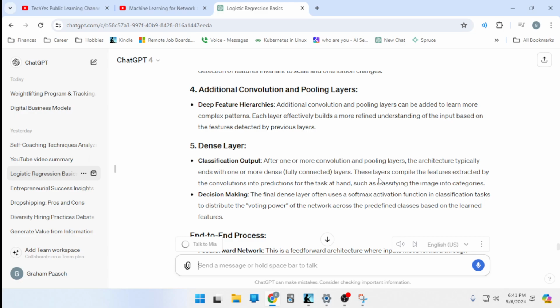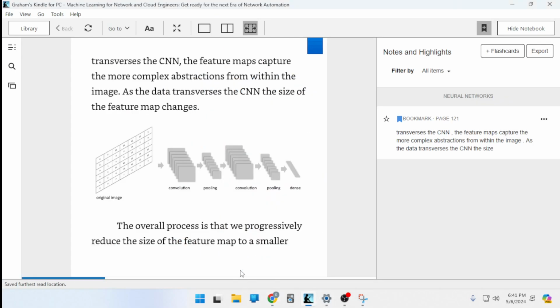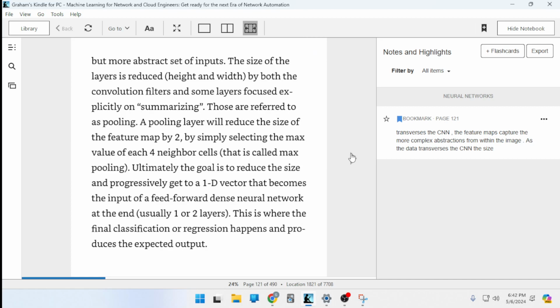Okay. Alright, so moving on. So the overall process progressively reduces the size of the feature map to a smaller but more abstract set of inputs. The size of the layers is reduced, height and width, by both the convolution filters and some layers focused explicitly on summarizing. Those are referred to as pooling.